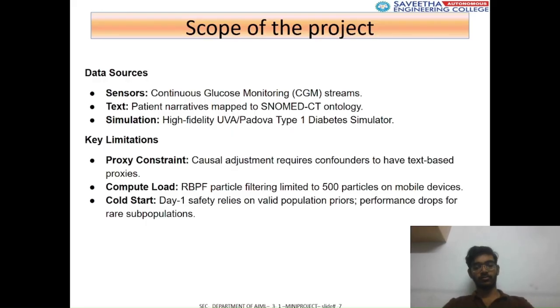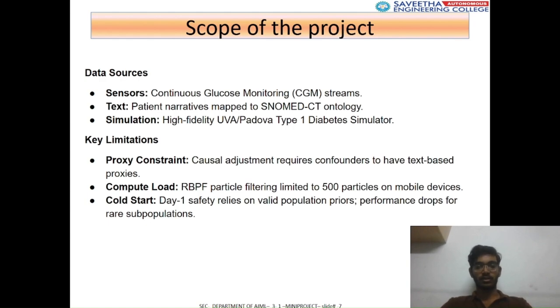Coming to the data sources, the input data is taken from sensors and text, and we use simulation data from the UVA/Padova type 1 diabetes simulator, which is approved by the FDA. The limitation here is that the samples taken are just 500 particles on mobile devices.